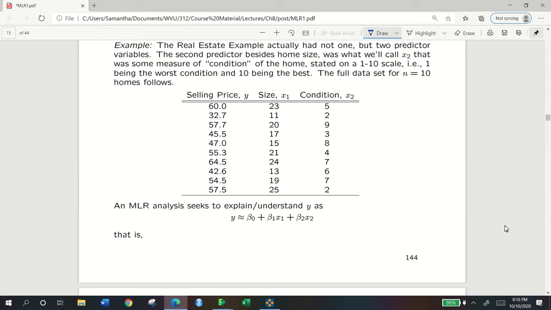And so we can look at the full data set here in slide 144, and we can see that our approximate equation in this case, since we are examining two predictor variables, is that y is going to be approximately equal to beta naught plus beta 1 x1 plus beta 2 x2, where x1 is size, and whenever we use the subscript 2, it will represent our condition predictor.